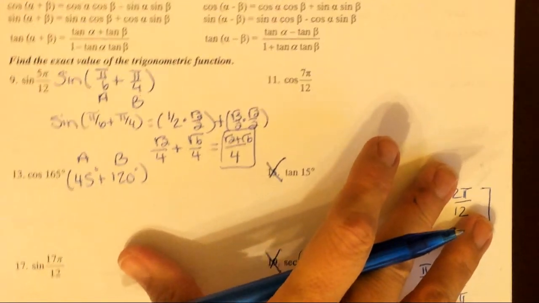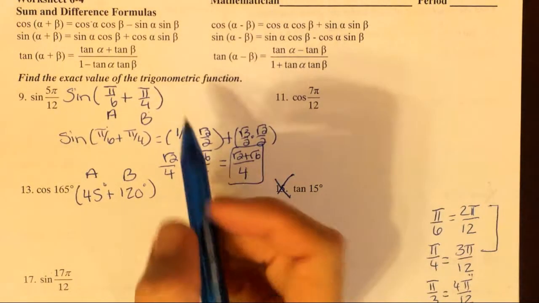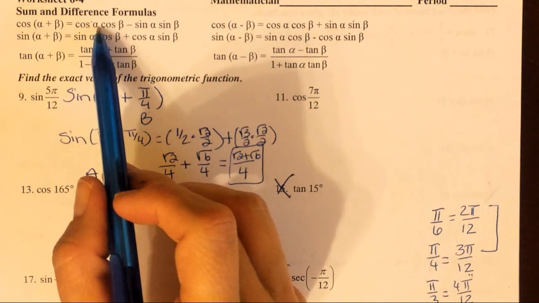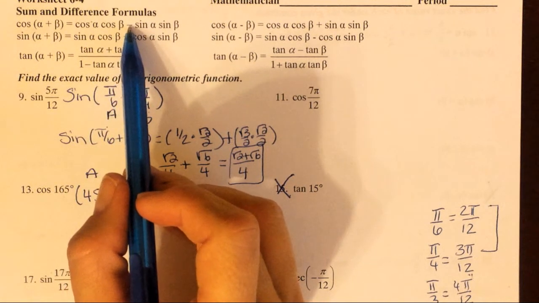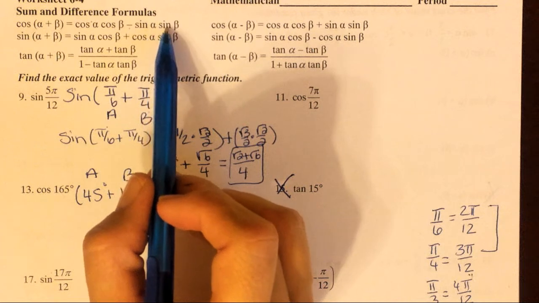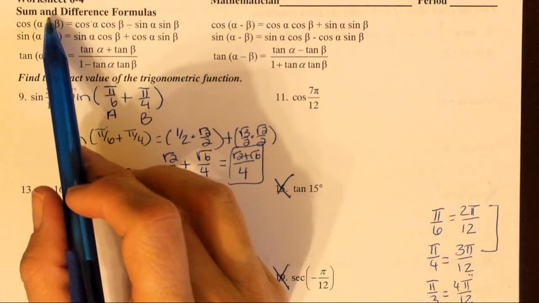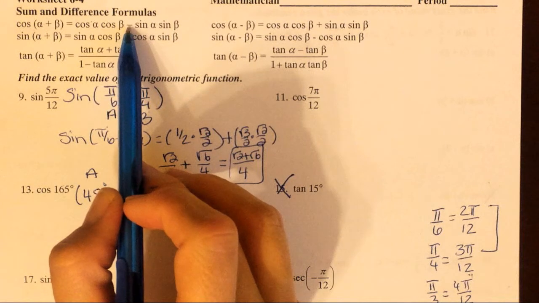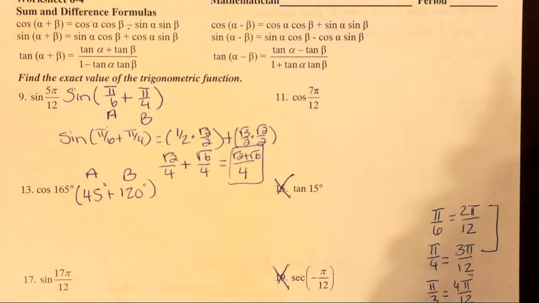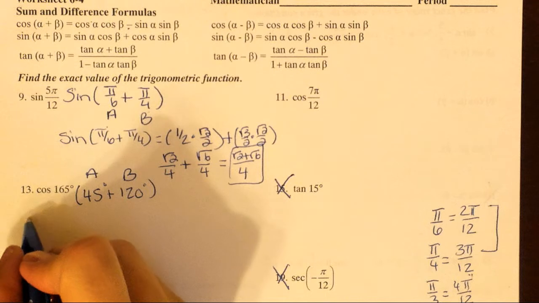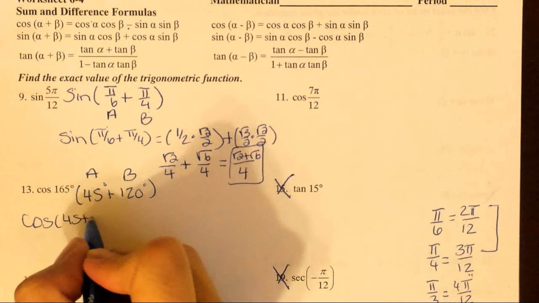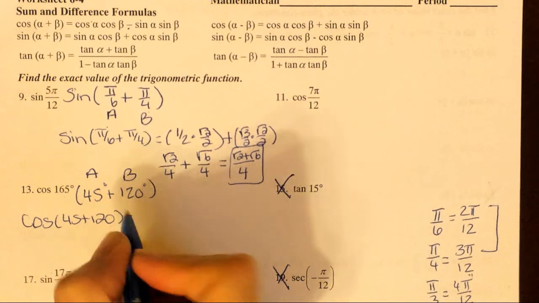This problem is a cosine problem, it's addition, and here's my cosine addition formula. I'm going to do cosine alpha times cosine beta minus sine alpha sine beta. So notice, even though I'm adding for cosine, we put a subtraction sign in the middle. So you have to be really careful on your test that you're paying attention. Okay, so we're going to have cosine of 45 plus 120 equals.